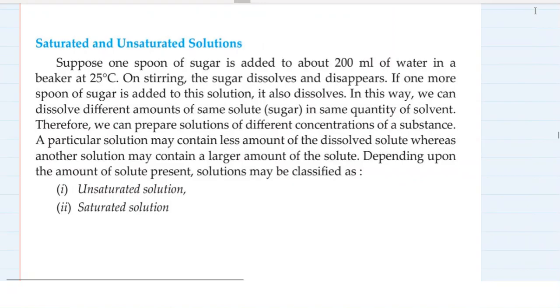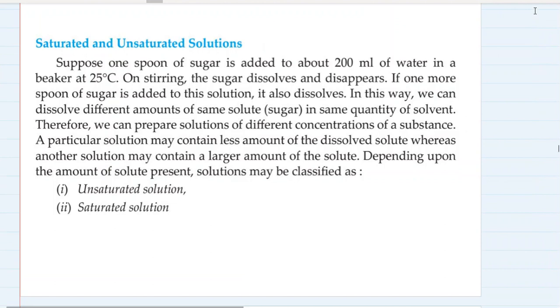Welcome to the next part of chemistry. Chapter 2 is Matter Around Us. In this part, we are going to study saturated and unsaturated solutions.